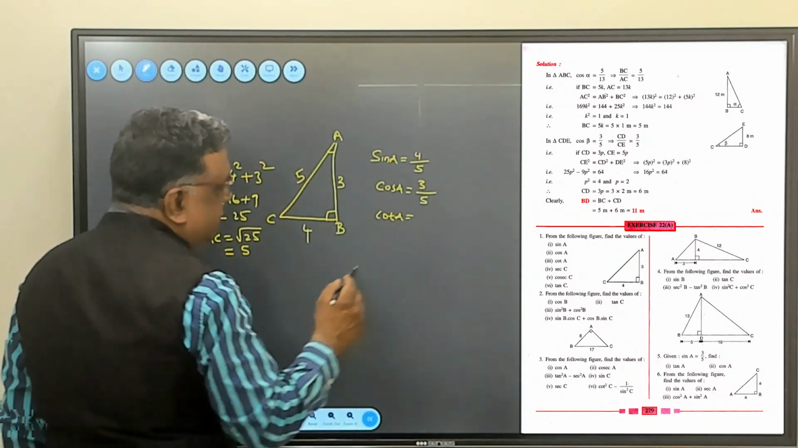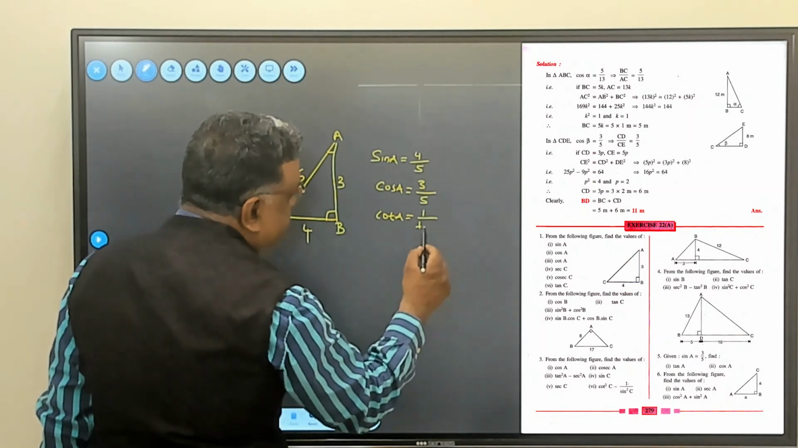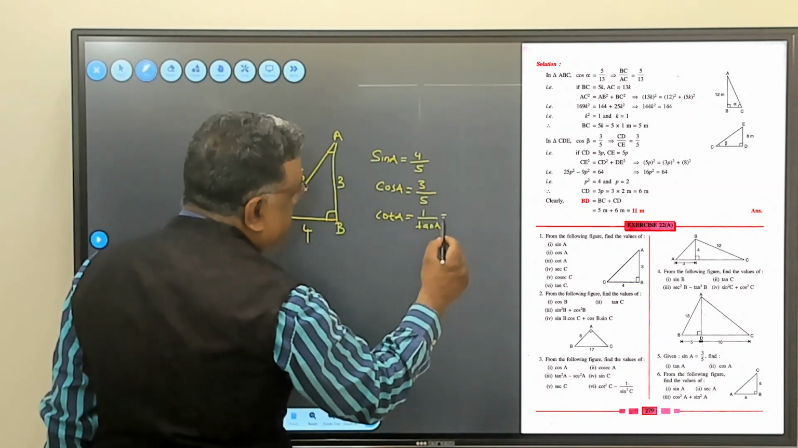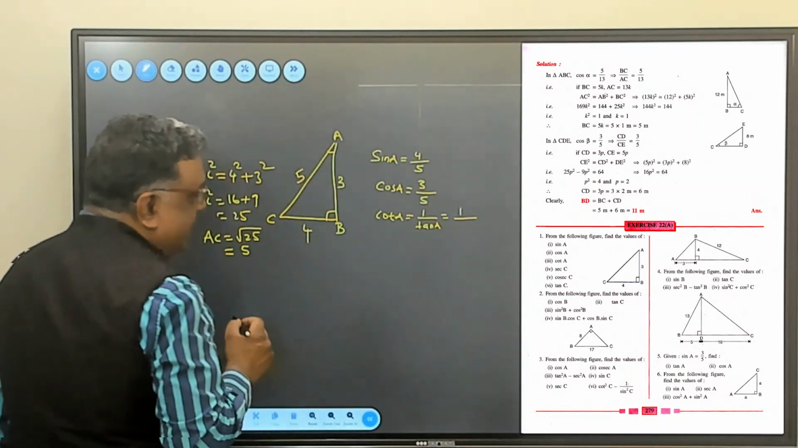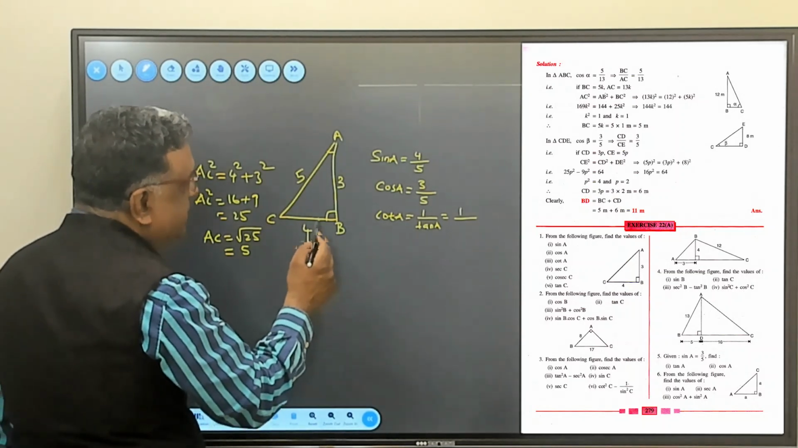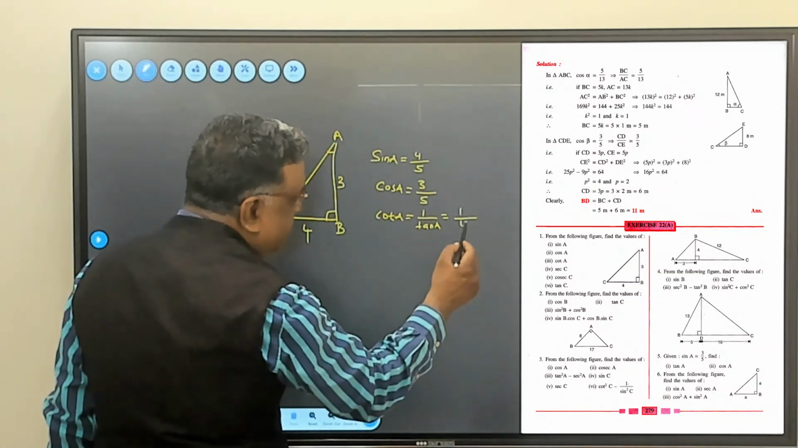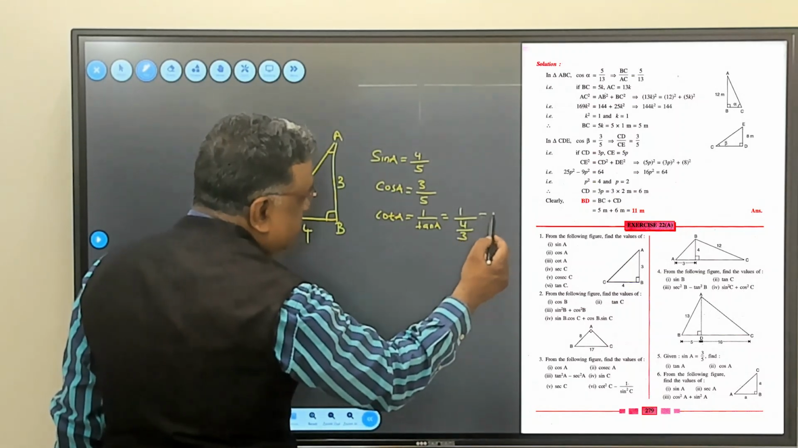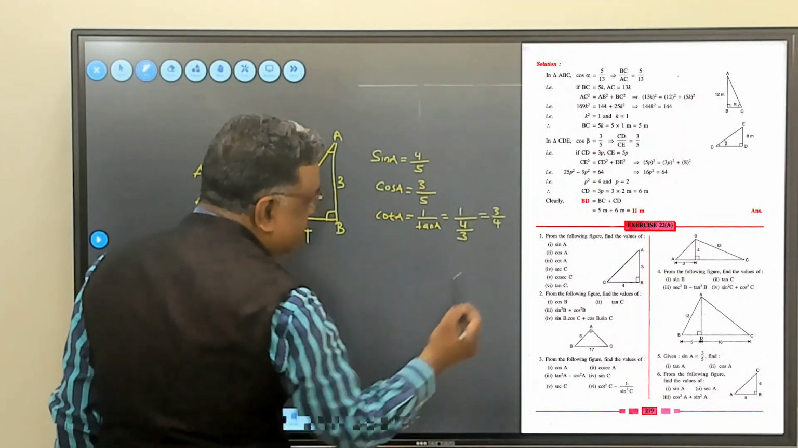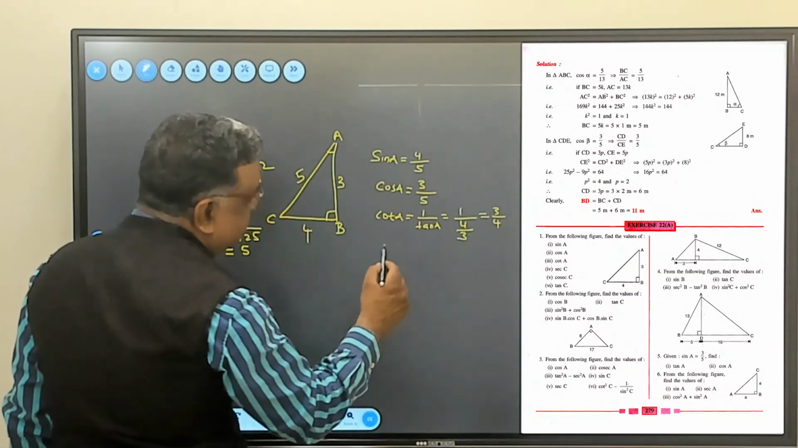So cot A is nothing but the reciprocal of tan A. And what is tan A? Tan A is opposite side upon adjacent side. So 1 upon 4 upon 3, so this will become 3 upon 4. Then we have to find sec C.